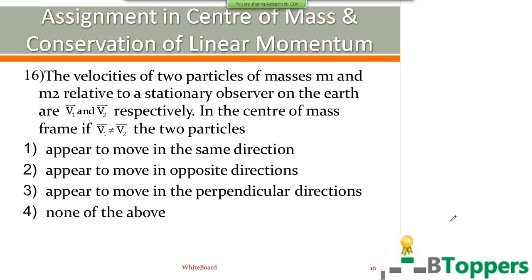As already discussed, if two particles move with different or unequal velocities with respect to a stationary observer on the earth, then in the center of mass reference frame, the two particles always appear to move in opposite directions. Therefore, for question number 16, the second option is the answer.